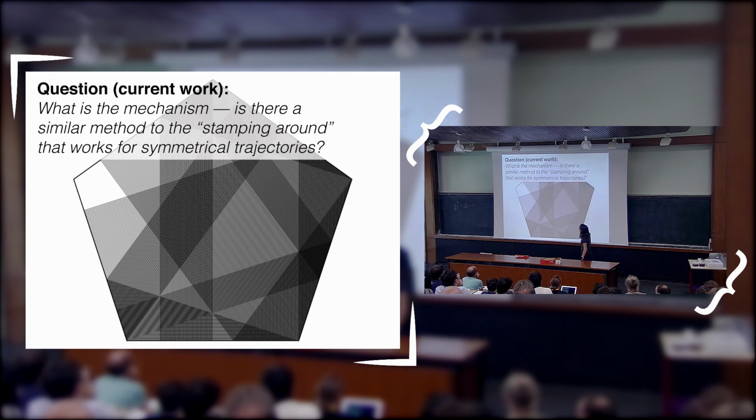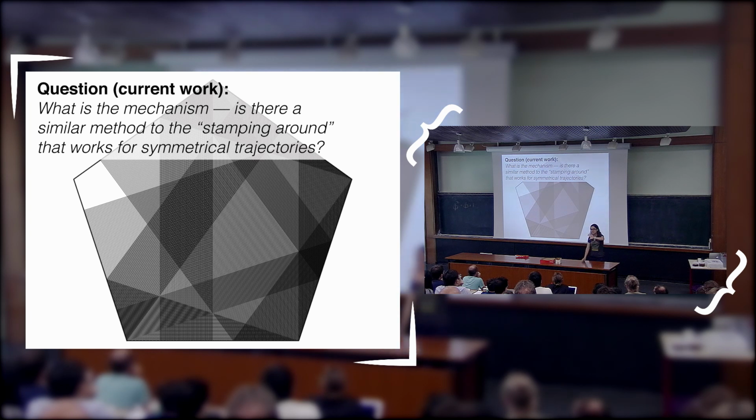So I'm still working on this. I want to understand the mechanism. Obviously, the stamping around method, where you take something and you take 5 rotations of it, that we did for the other, the beautiful trajectory, doesn't work here. So I want to know how this works.